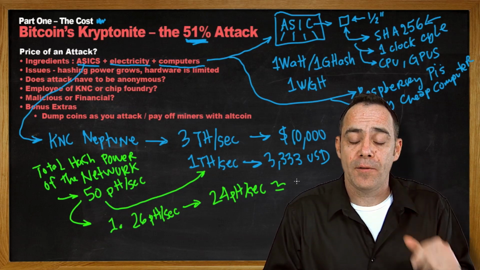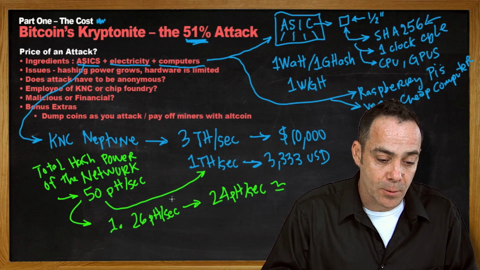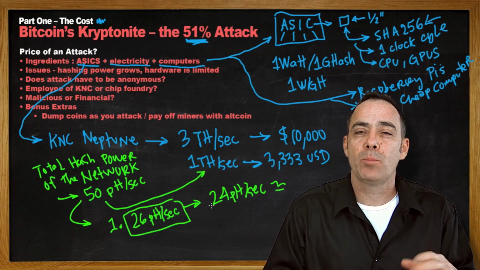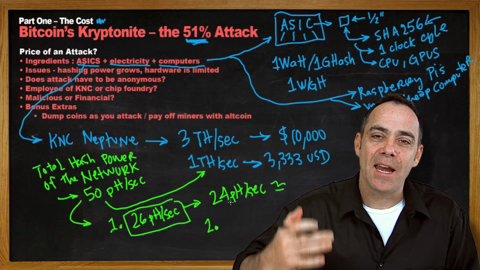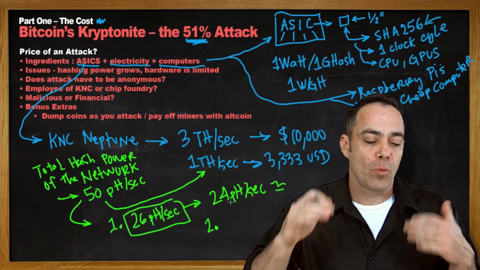You just have to be over 50% of the network. And clearly, if we grab 26 petahashes, we'd be pretty close to running a 51% attack. The other way to do it is to add hashing power to the network. So right now it's at 50.